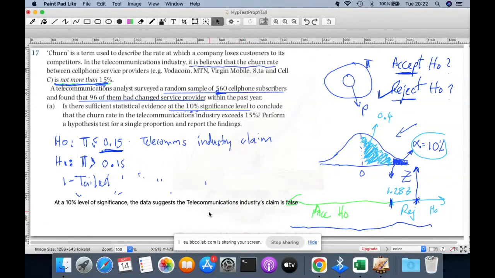Excuse my grammar, but essentially that's pretty much it. You can elaborate and say, if you are rejecting this, then what you're saying is that the proportion of churning, the churn rate, is actually greater than 0.15. That's what you're saying. You're rejecting H naught. That means you believe that the churn rate is greater than 0.15.